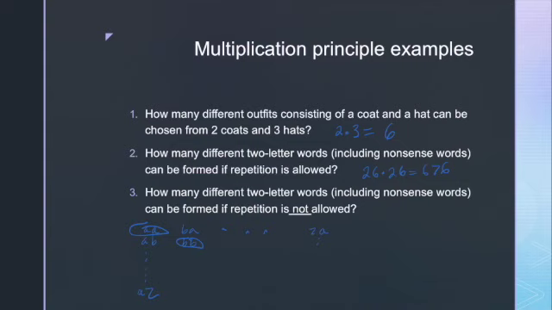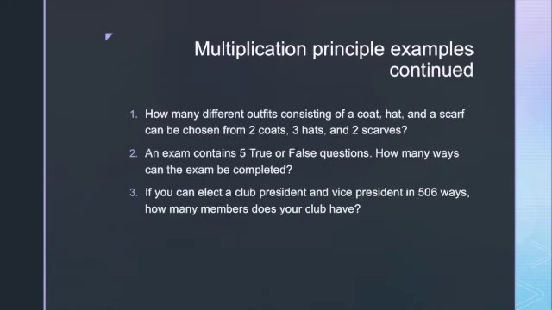So, how many different outfits consisting of a coat, a hat, and a scarf can be chosen from 2 coats, 3 hats, and 2 scarves? We're going to multiply these together to get 12 different options.